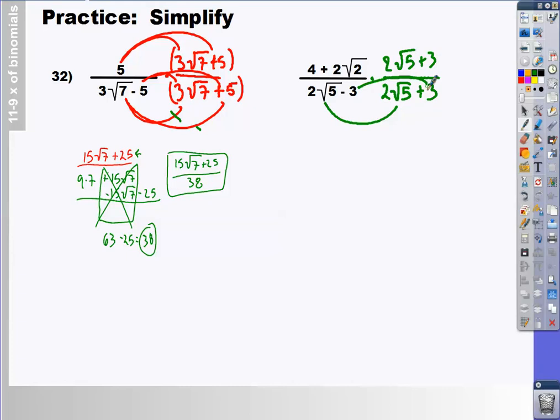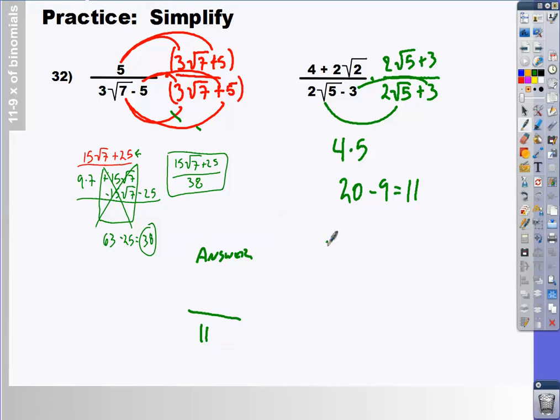So I know that the middle term will cancel out, so I just have to multiply these things together. 2 root 5 times 2 root 5 is going to be 4 times 5. 4 times 5 is 20, right? Negative 3 times positive 3 is negative 9. 20 minus 9 is equal to 11. So this is my denominator. So I'll start my answer over here. So I have 11 in my denominator.